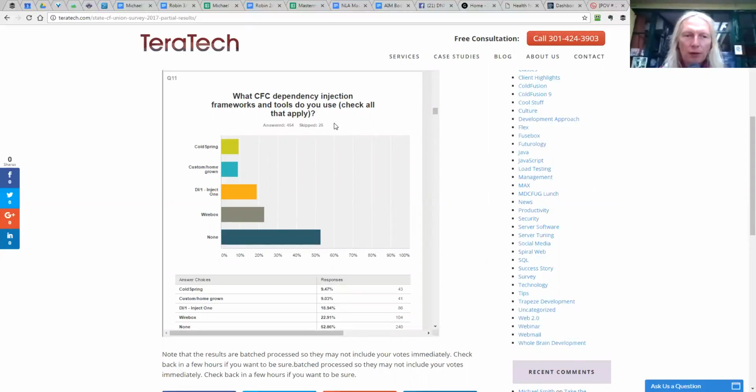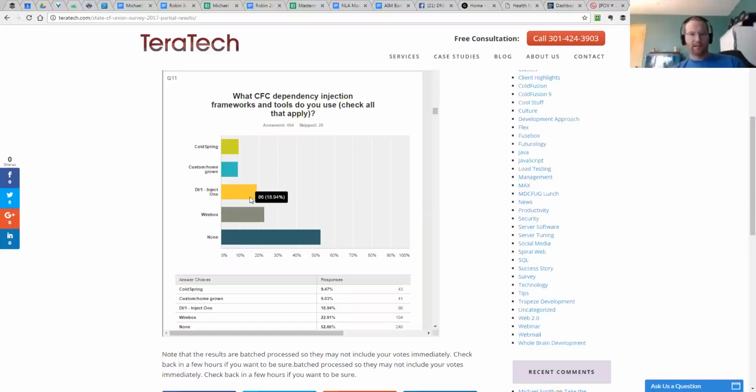frameworks. WireBox and DI/1 are actively maintained. WireBox is obviously part of the ColdBox ecosystem, DI/1 part of the Framework/1 ecosystem. ColdSpring has been a project that hasn't seen development in many years, but there still seems to be a decent amount of use out there.